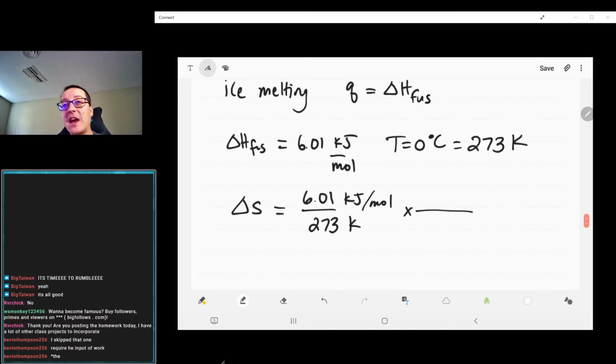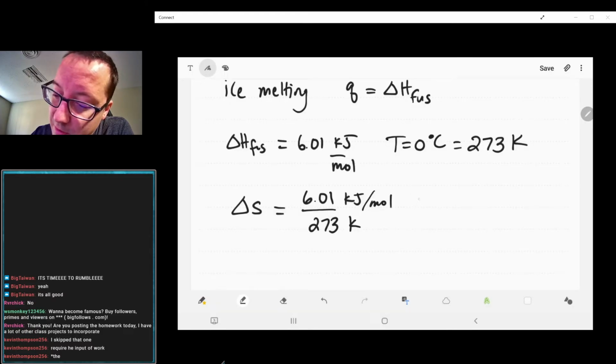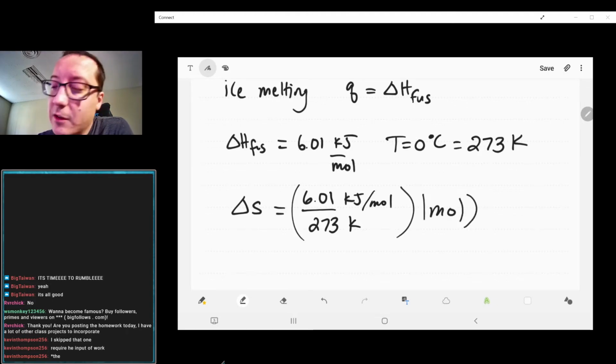Because we know this is going to be happening in every single particle or molecule of ice going into water, right? So this is per mole. We can keep it per mole if we want, but typically we refer to delta S in units of energy per temperature. So let's get rid of that moles business by putting one mole in here, so we can see what it's going to be for one mole of ice.